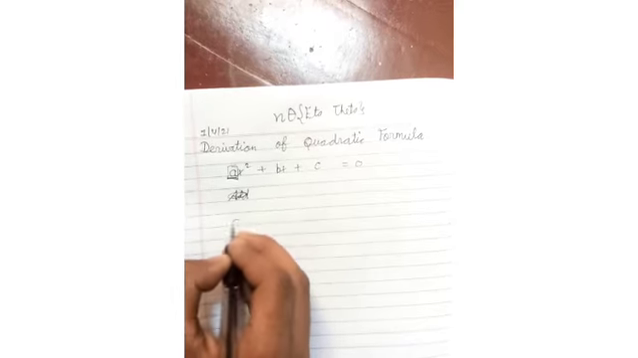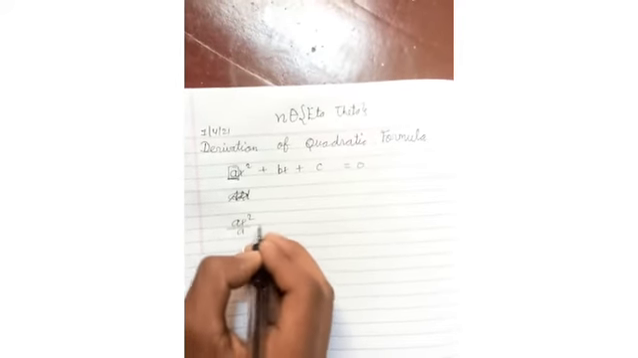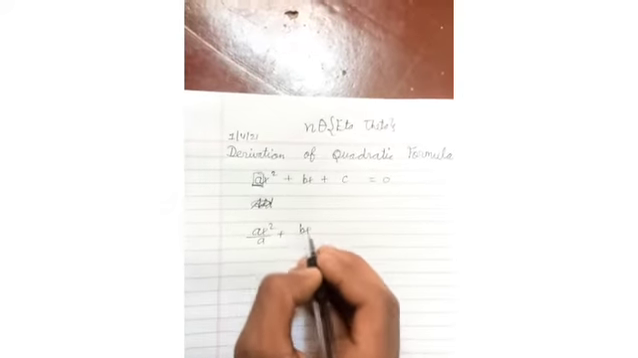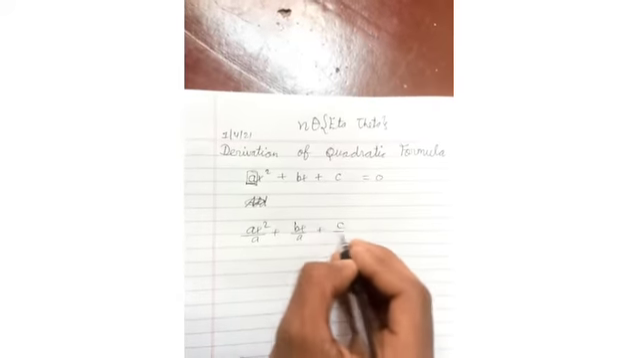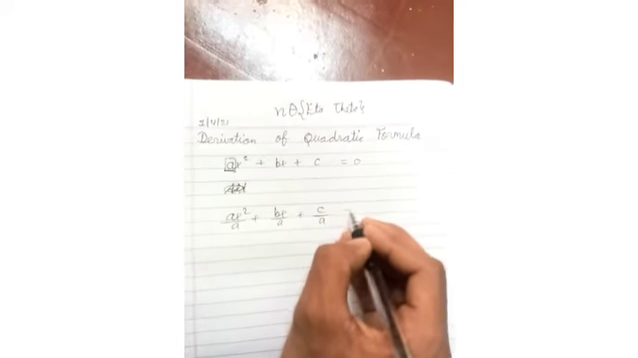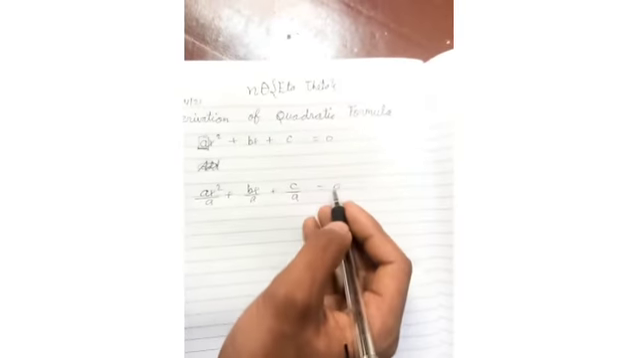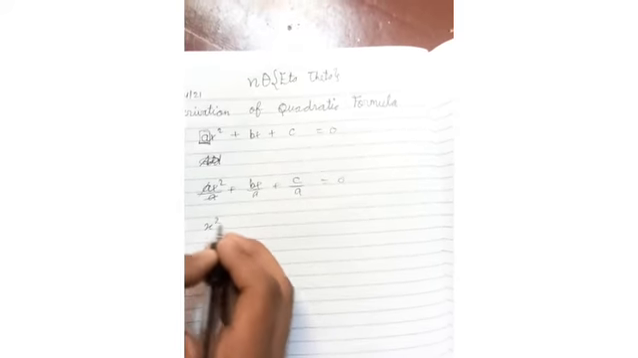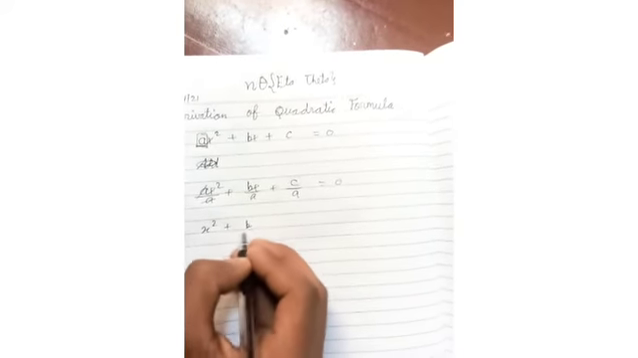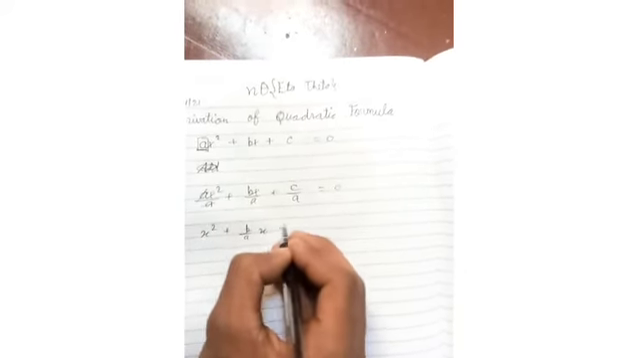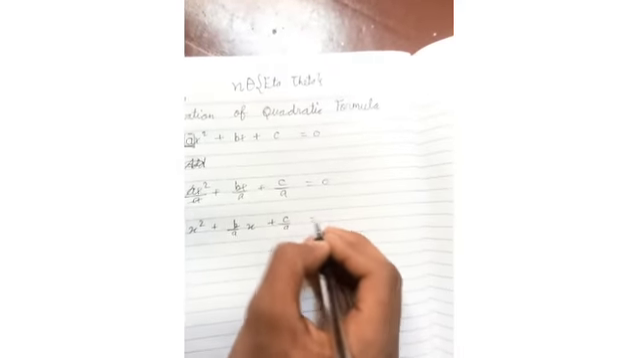So what will it become? Sorry, it is ax²/a + bx/a + c/a = 0. So here the a will be cancelled out. It will become x² + (b/a)x + c/a = 0.